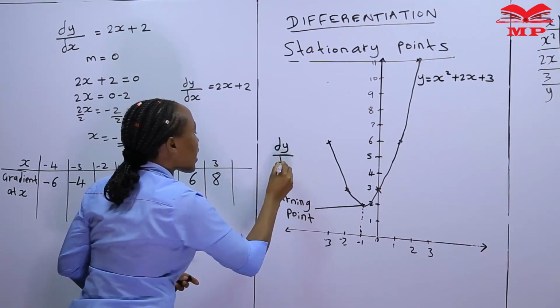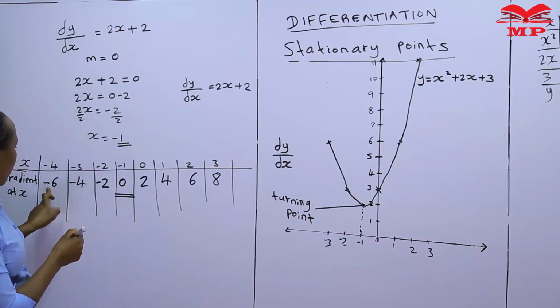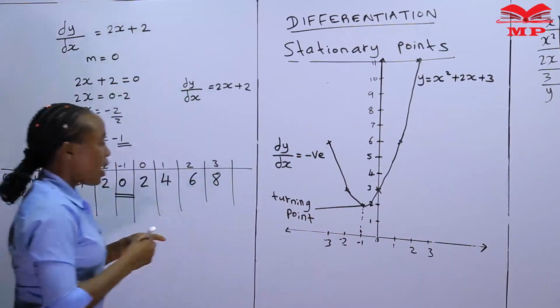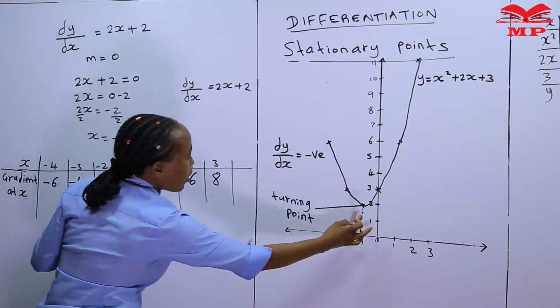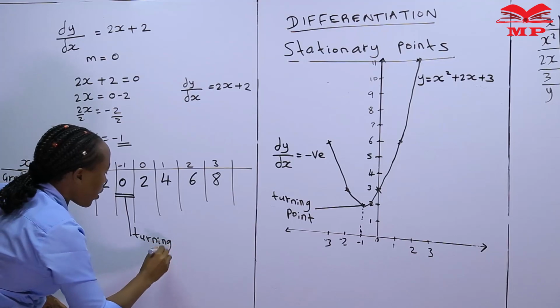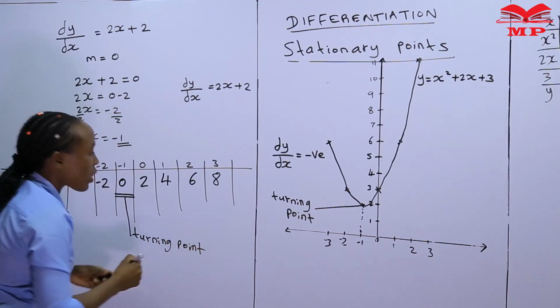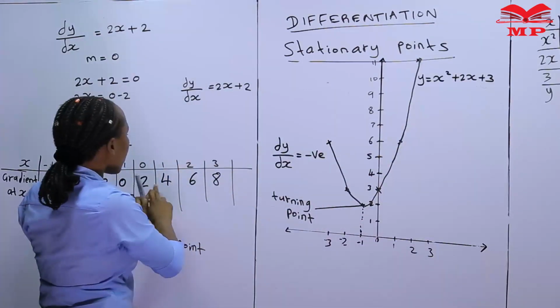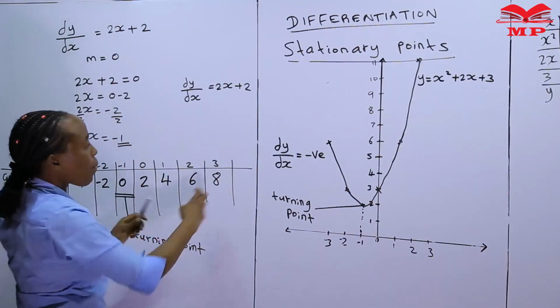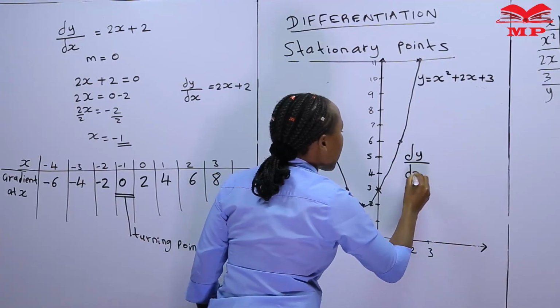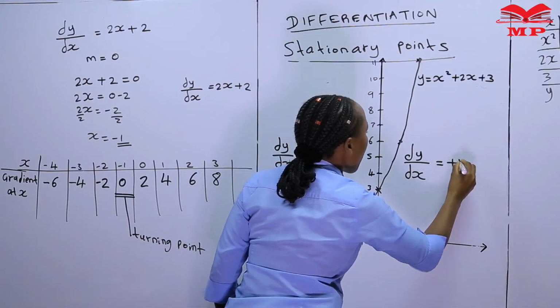dy over dx, is negative. Then we have the turning point, which is this. This is our turning point, which is now the stationary point. Then the gradient on the other side is positive. All these are positive, so on this other side dy over dx is positive.